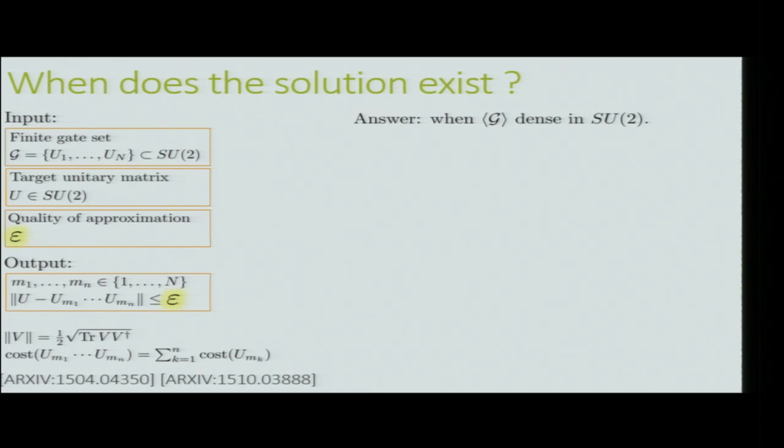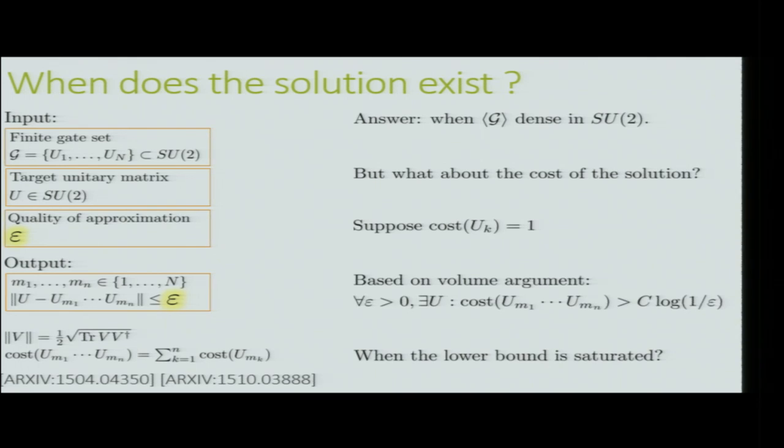Right. So the first question: when does the solution exist? Basically, it's a restatement of the problem, saying that a solution exists for any unitary precisely when this G generates a dense subgroup of SU(2), dense with respect to this distance. But as I'm motivated by very practical questions, I'm also interested in how expensive this solution actually is. Let's just, for now, assume that they all cost the same.